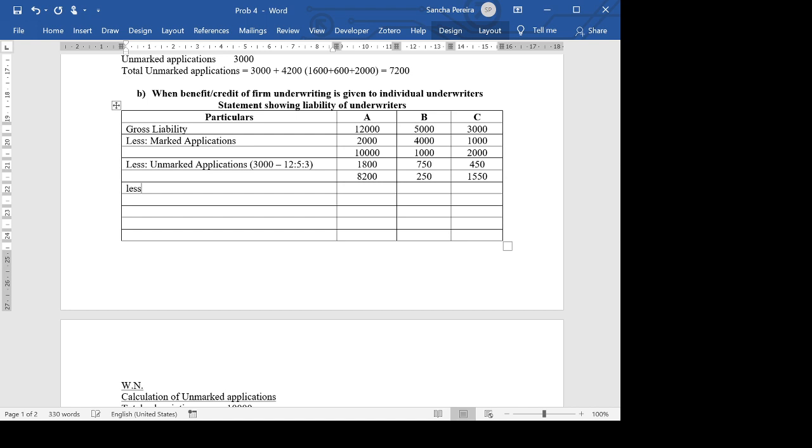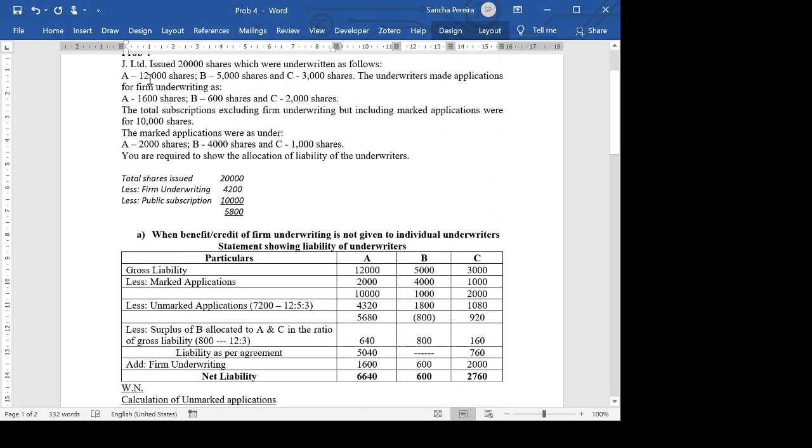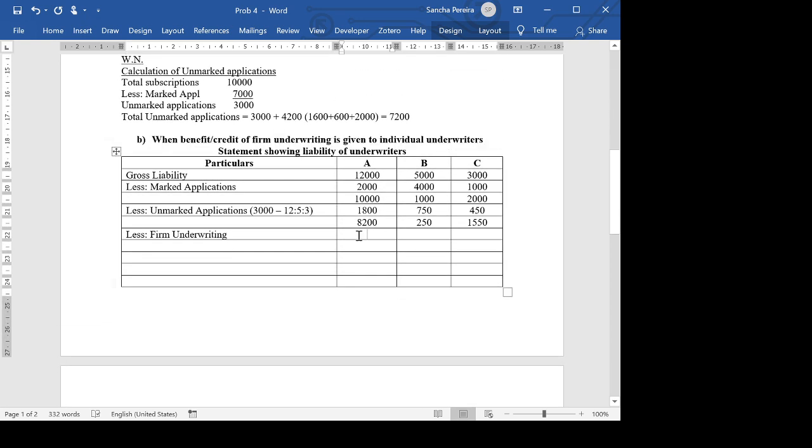What does that mean? So I'll say less firm underwriting. I will take each one's firm underwriting. So for example, A is 1,600, B is 600, and C is 2,000. So here it's 1,600, here it is 600, and here it is 2,000.